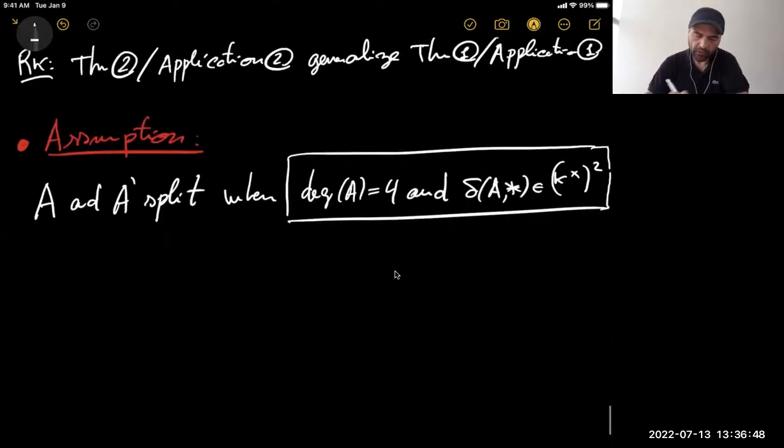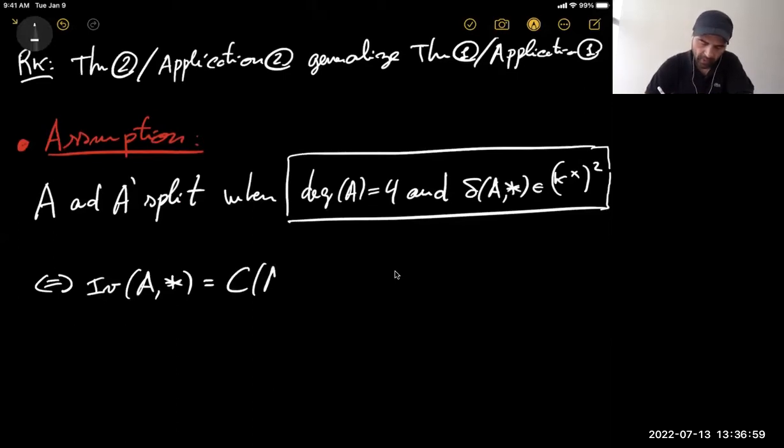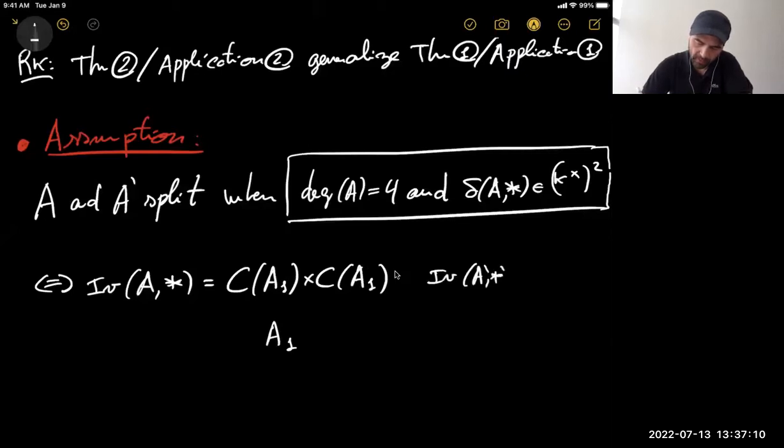Another way to phrase the assumption is to say that the involution varieties that I'm considering in this particular case are actually just the product of the same conic. It's the product of the conic by itself, where A1 and the involution A star is the conic of A1 prime plus the conic of A1 prime, where A1 and A1 prime are coterminal.